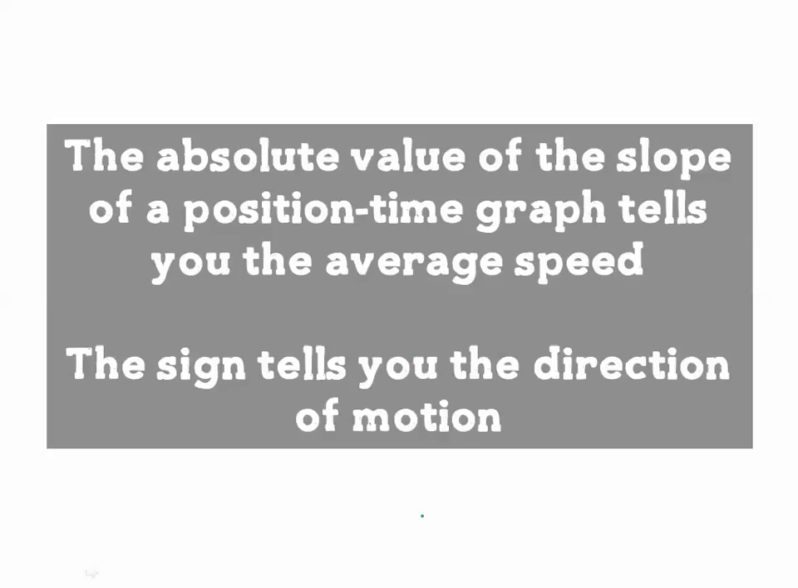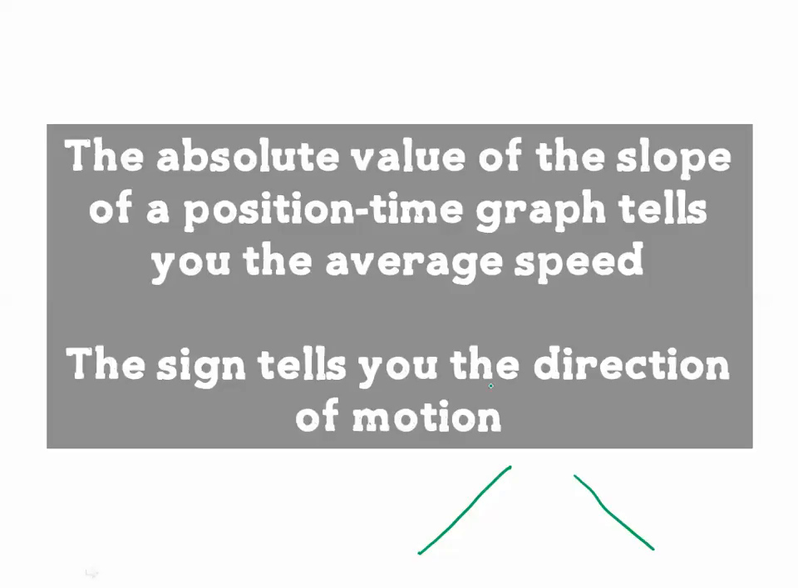Now, I said velocity and speed aren't quite interchangeable. What I mean by that is velocity is actually both the speed and direction. So the actual value you get for the velocity is going to be your speed as well. It's the sign that tells you the direction of the motion. If I have a positive slope, I'm going to have a positive velocity. If I have a negative slope, I'm going to have a negative velocity. The speed is only the value of that slope.